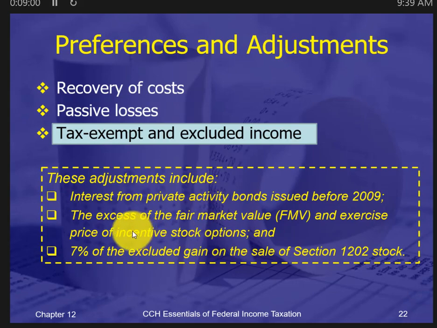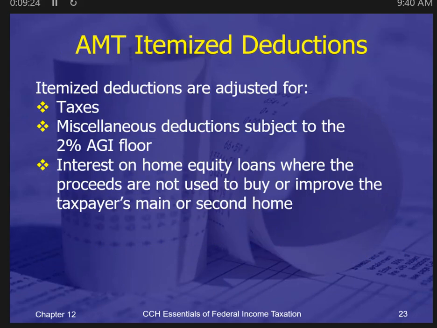Then the difference between the exercise price on incentive stock options, and then there's Section 1202 stock, which is something we learned about earlier as well. And there are some others that don't come up very often. These are the most common. If you make a note of these, you'll be able to deal with 90% of the situations that come up with AMT.